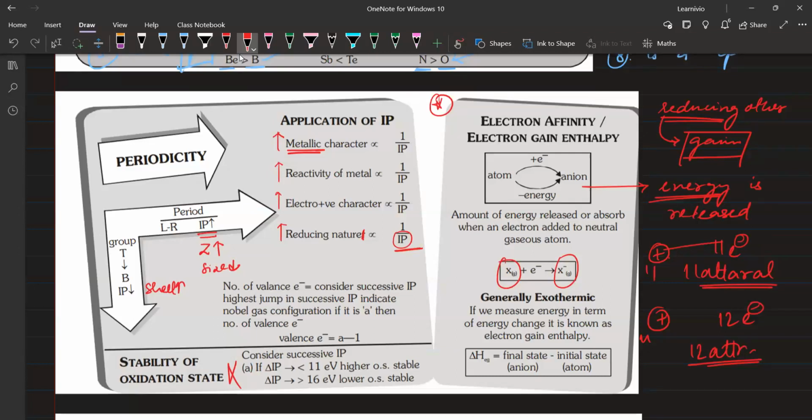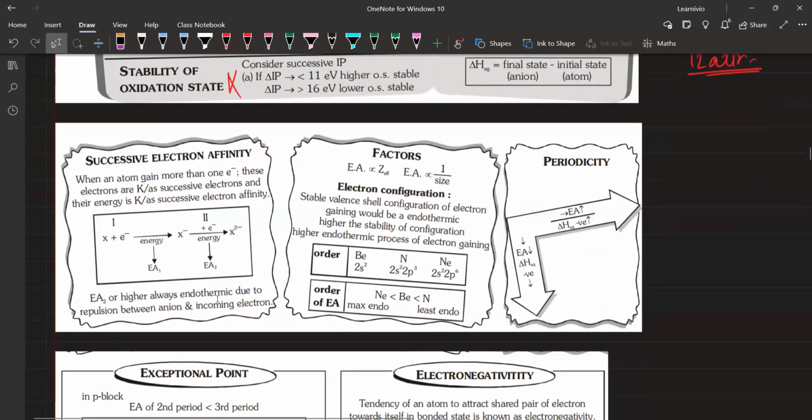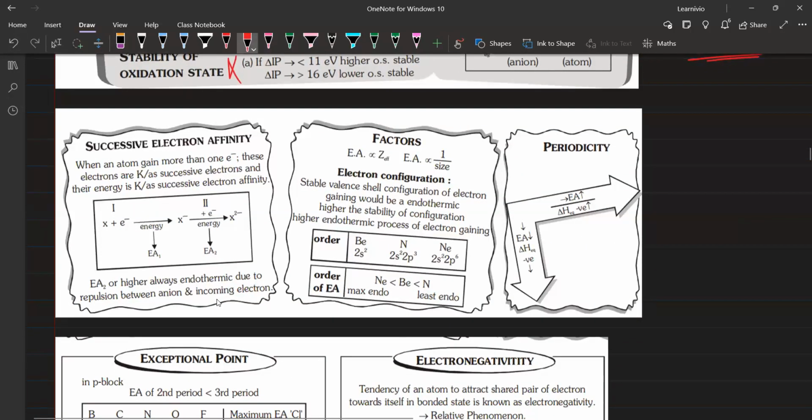So generally, the energy will be released. Obviously, there will be certain exceptions. Generally, it is exothermic when energy is released. Now, delta H EG is the final state, that is the anion, minus the atom. Now, moving on to the different parts we have to understand about the electron affinity.